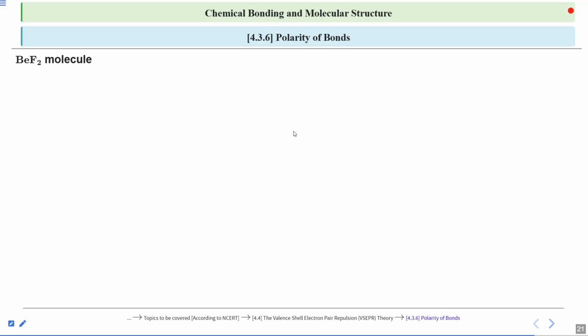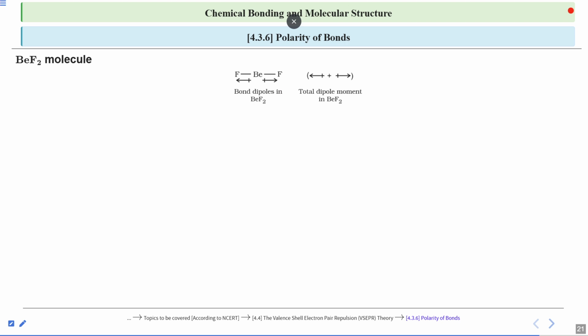Now let us consider one more molecule, which is BeF2. If you consider the shape of BeF2, it will be linear. Calculate the steric number. What is the number of valence electrons? It is 2. Number of monovalent atoms, again, is also 2. Charge is 0, so 2 plus 2 divided by 2. The steric number would be 2. So it will be linear in shape.